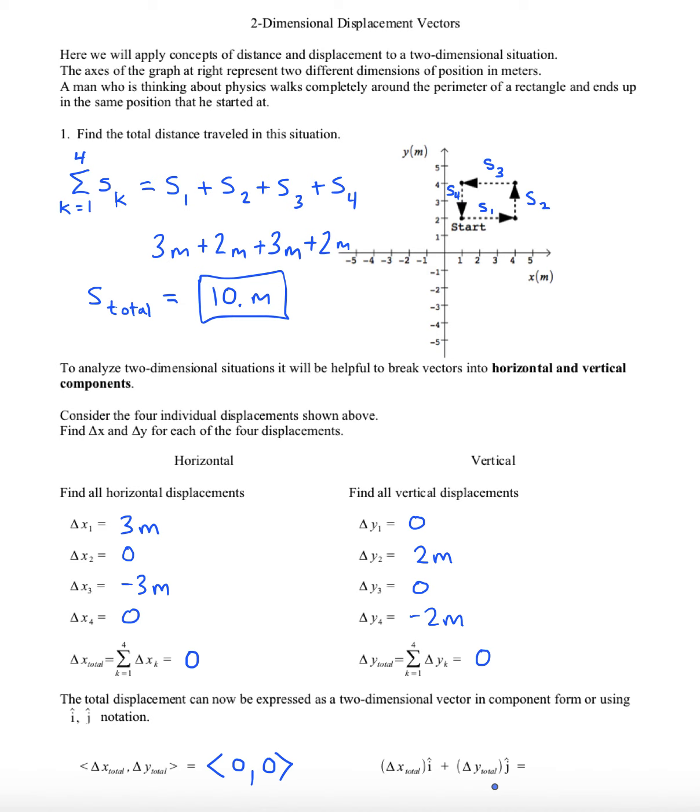Now we'll try ij notation, which is vector form. That's where we separate the i and j from each other, attaching the delta x to the i and the delta y to the j. Both of these say the same thing. It tells us that there was no overall displacement for this man.